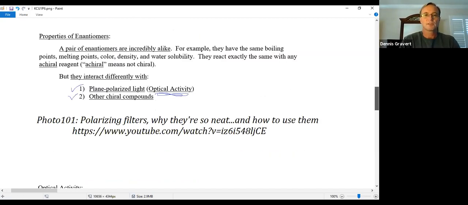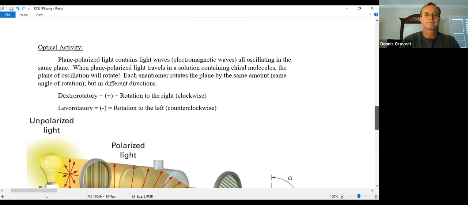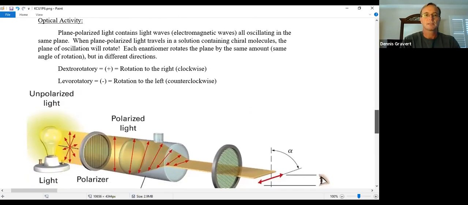and a cool little device called a polarimeter. Can I get this on the page? Almost. Okay, you can skim through this paragraph, but I'll go over it in a second. Here's the device in the laboratory called a polarimeter. We just have a light bulb, a light source.